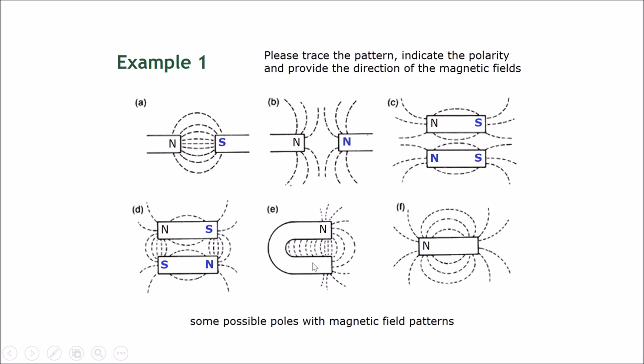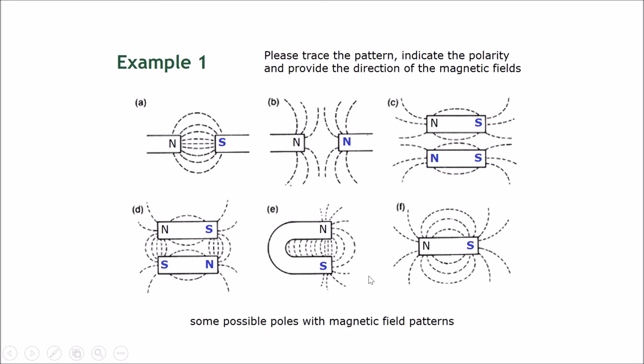Over here, this is what we call a U-shaped magnet. A lot of you may probably have seen it. It is a north pole and it's connected to the other side, which means that this should be a south pole. Similarly, north connected to the other side, therefore this one should be a south pole.